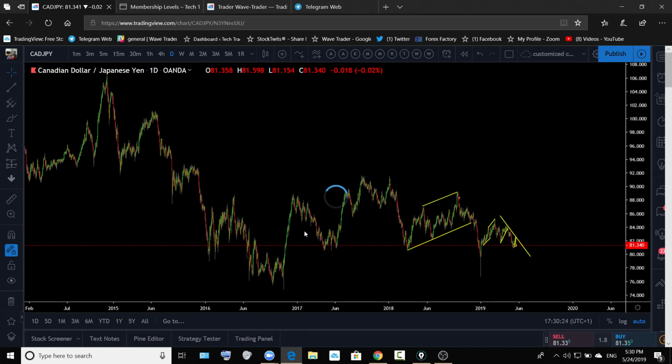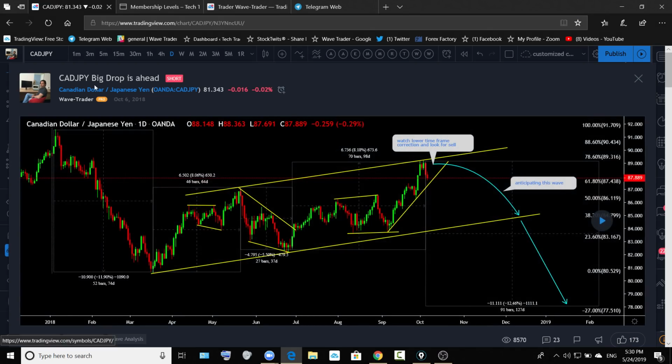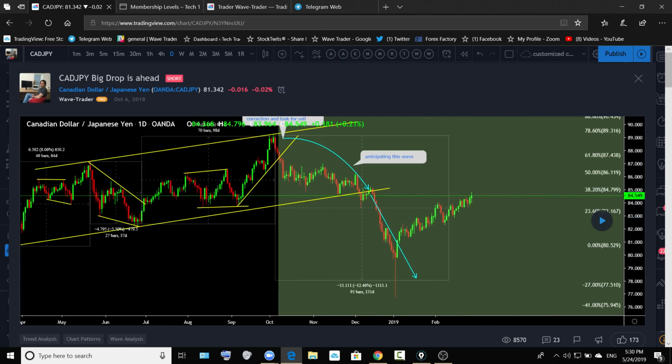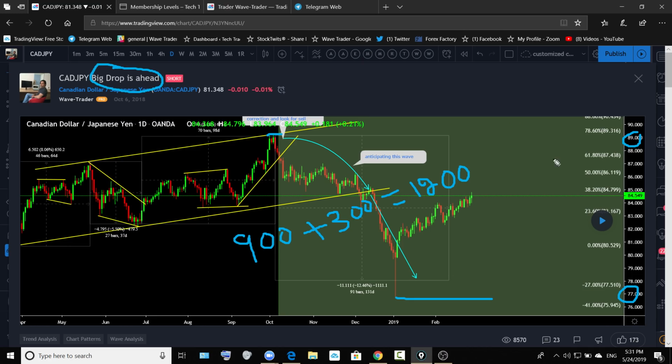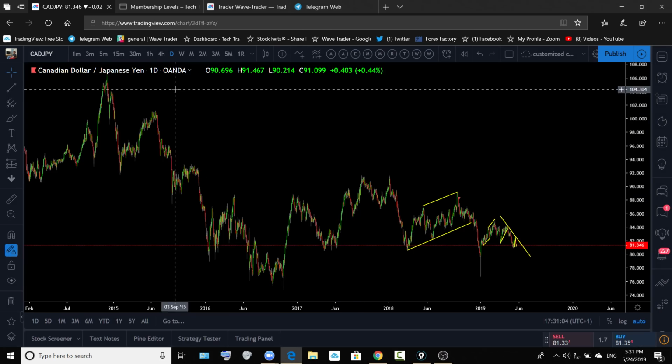Big drop is ahead. Isn't that a big drop? Price started to drop from 89 to 77. So how many pips were there? 900 plus 300, so 1200. Isn't that a big wave? If it is not a big wave or big drop for you, then you should work on wave trading. You should learn wave trading.